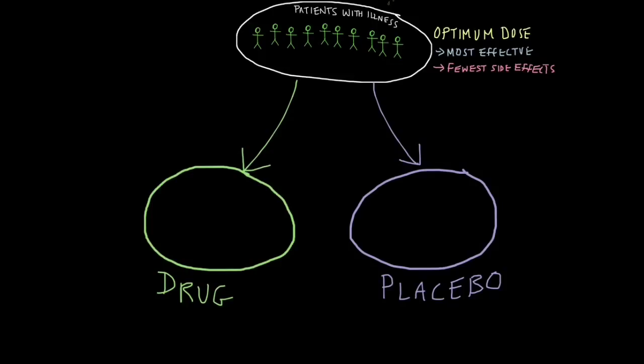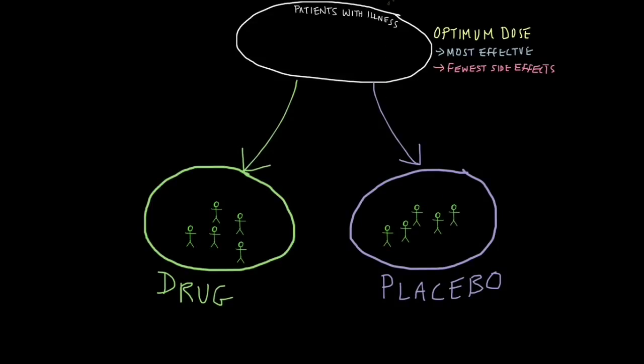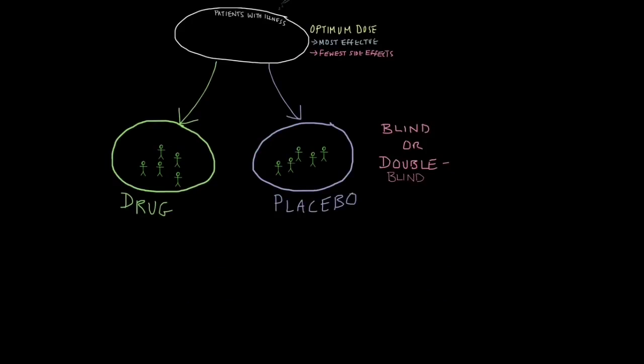So here's what we do. We divide the patients with illness up into 2 groups. So I've got 10 patients here. 5 of them are going to go into a group which will be given the actual drug, and 5 will be put into a placebo group. Now it's important to note that this test or this trial will most definitely be at least blind or preferably double blind. Blind means neither this group of patients or this group of patients knows whether they're receiving the actual drug or a fake sugar pill, which we call a placebo.